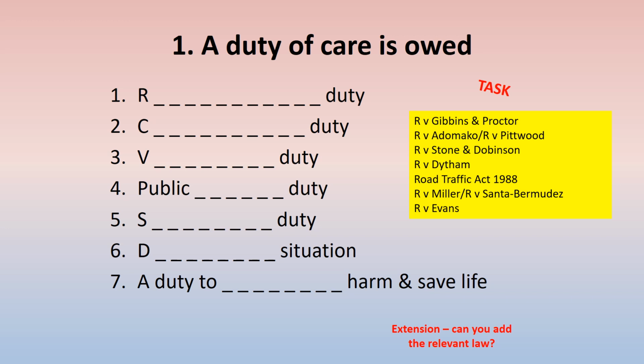And finally, the newer duty, a duty to mitigate harm and save life. Be careful where you're applying this, because it is relatively new. It's unclear how far this extends, but we know from Evans that this extended to an extended familial relationship, so the half siblings, a mother, and of course that was a failure to gain help from the emergency services when the victim was overdosing.